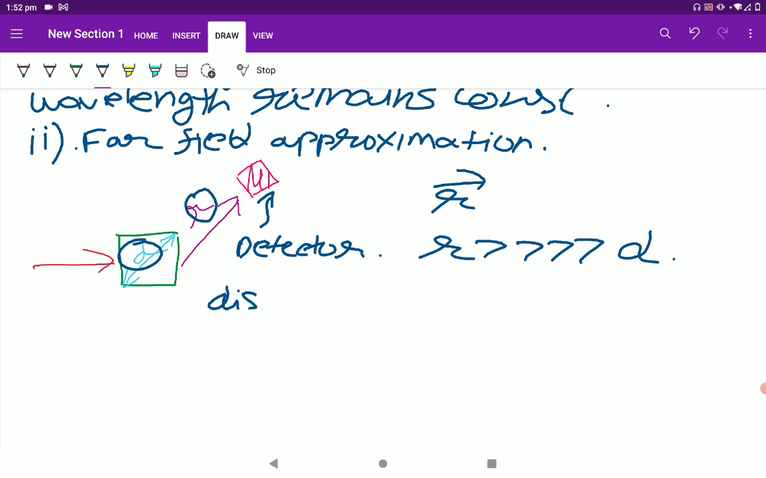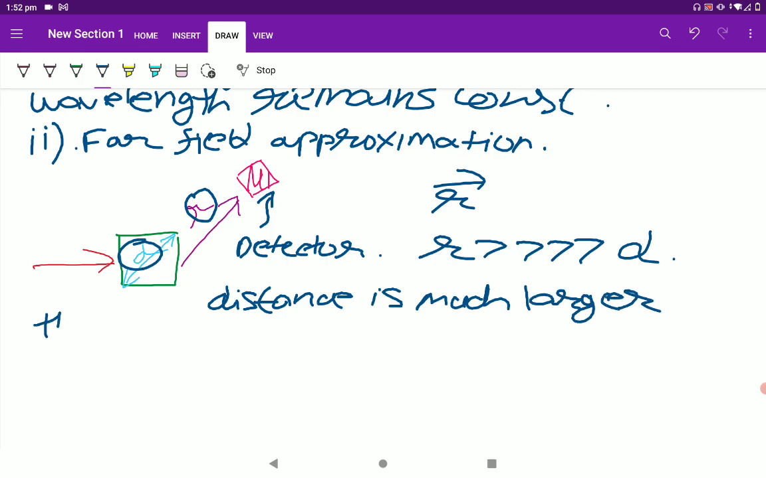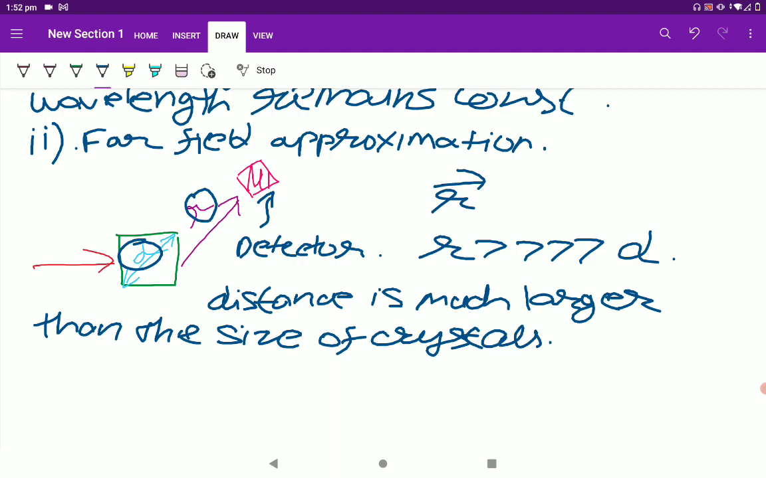That is, the distance is much larger than the size of the crystal. This approximation is very important for mathematical development. So we can say that R by D is much greater than 1.